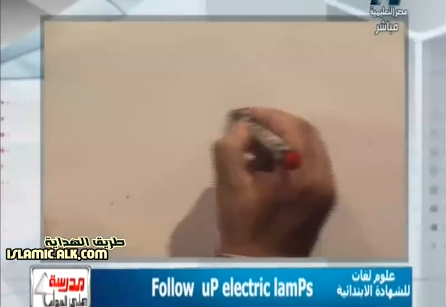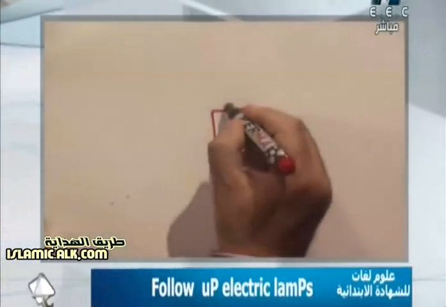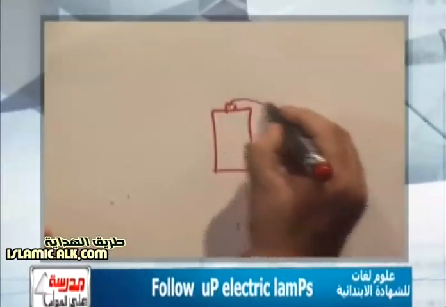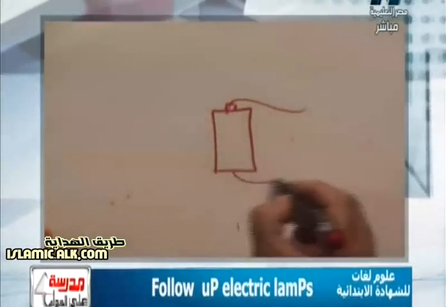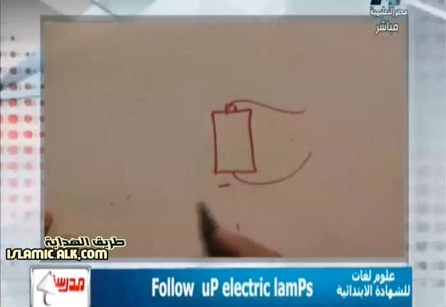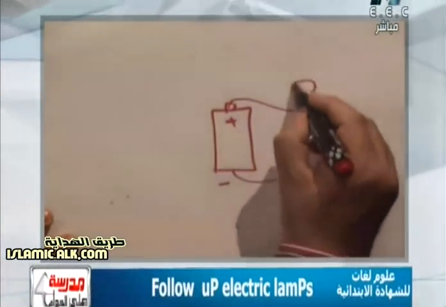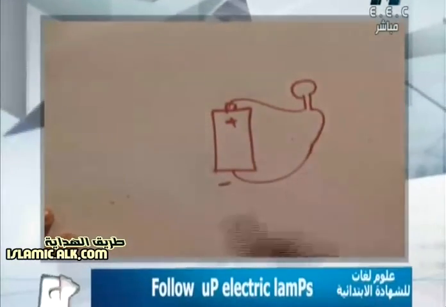I have the battery like this. Okay, any battery, but it must be a new battery. Okay, I have a wire. I can connect the wire from the negative pole of the battery and the positive pole to the base of the lamp.